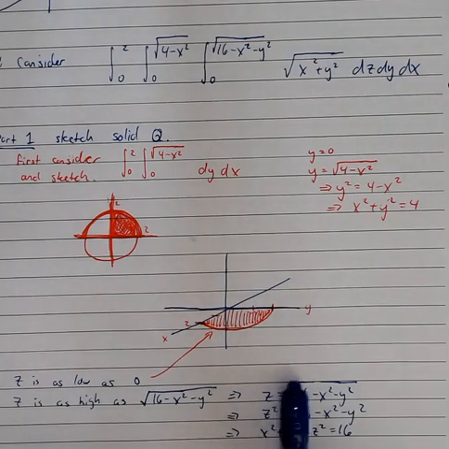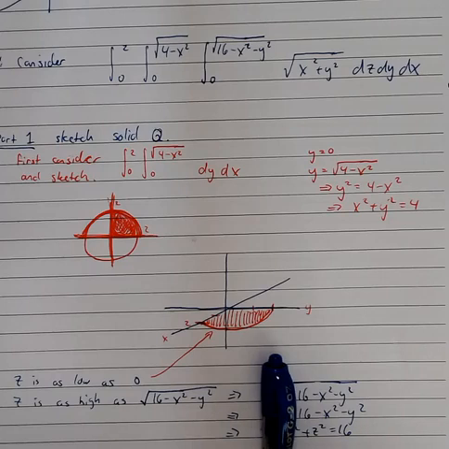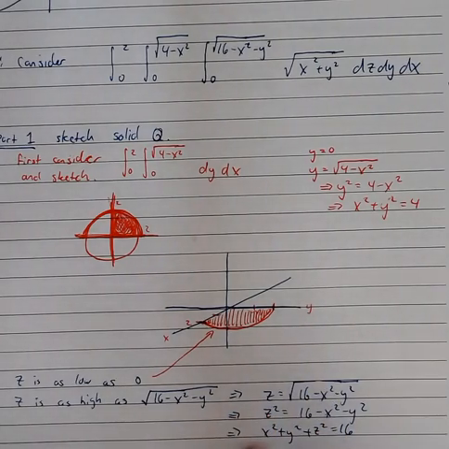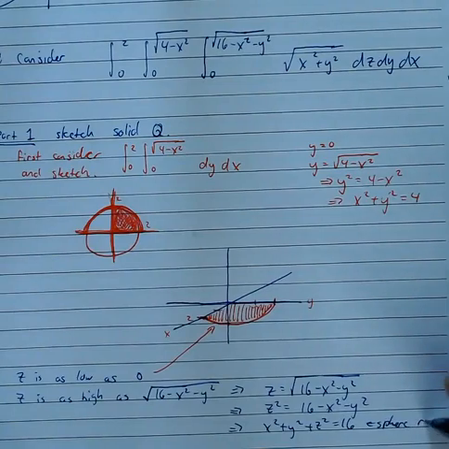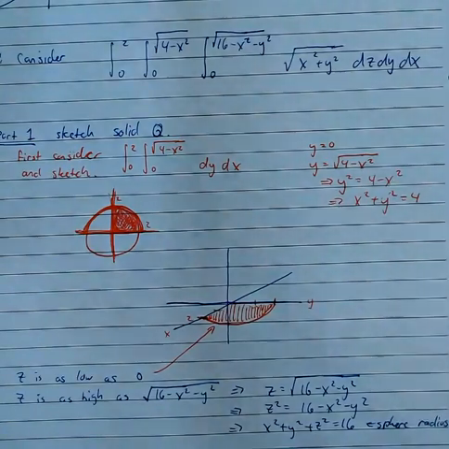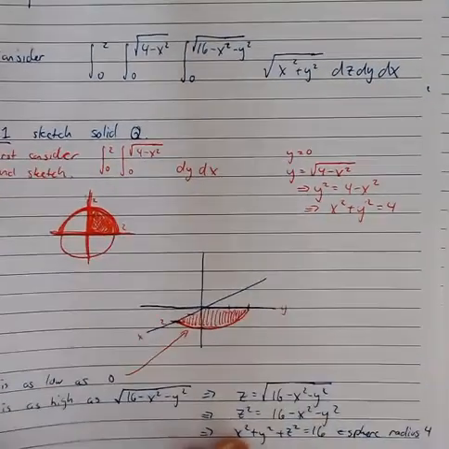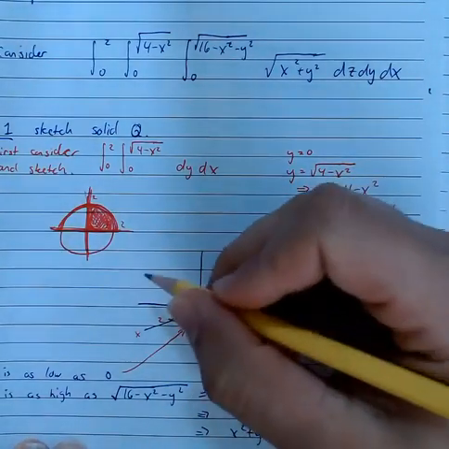All right, notice if y and z were both 0, x would equal 4. If x and y were both 0, z would equal 4. And if x and z were both equal to 0, y would equal 4. So it doesn't matter what direction you're looking in, you're always going to go out 4 units. So here we have a sphere of radius 4. All right, but now that sphere of radius 4, we want to consider what part of that sphere we want.